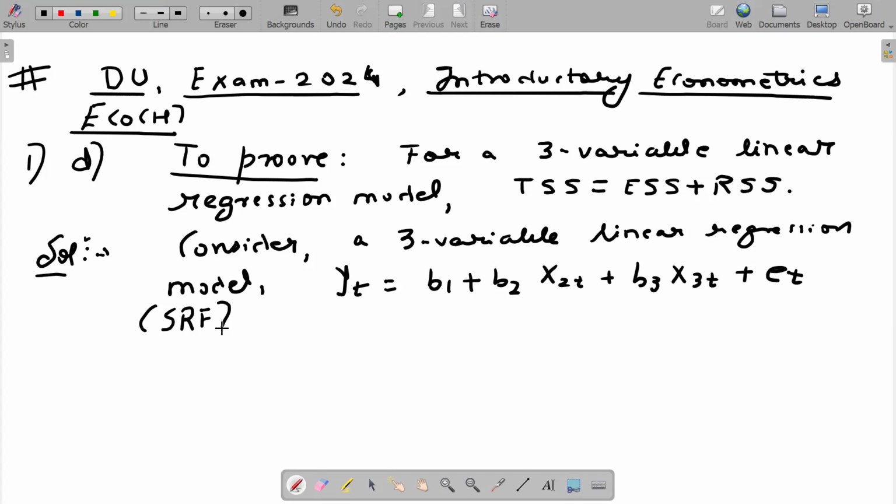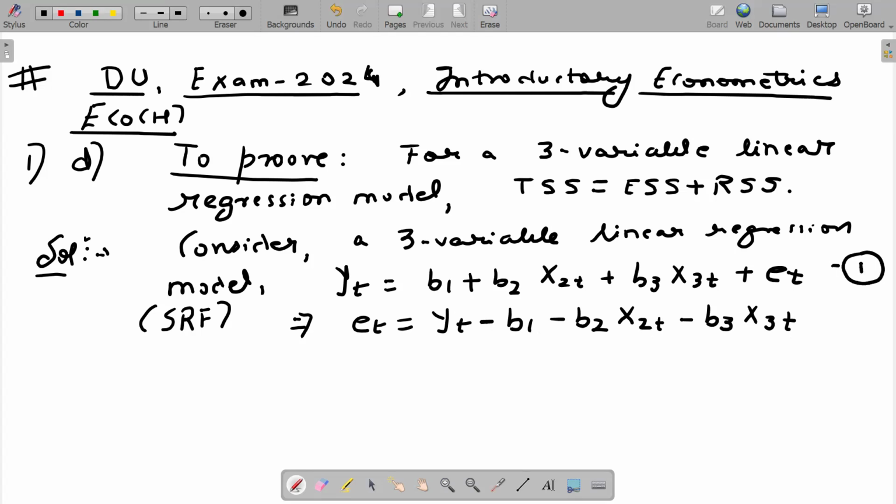Okay, so from this equation, I can just write what et will be. It will be Yt minus b1 minus b2 x2t minus b3 x3t. Okay, and if I write it in the deviation form, how will it look? So let's call this equation number 1. Okay, so writing equation 1 in the deviation form.